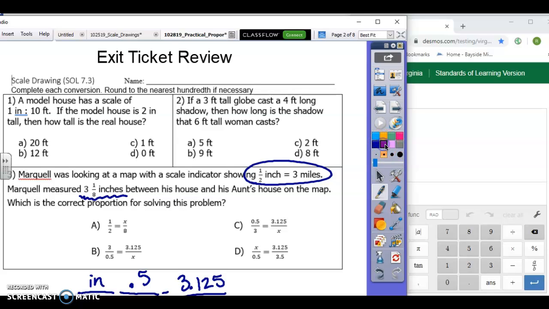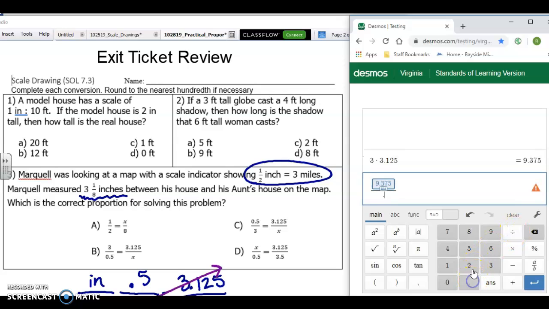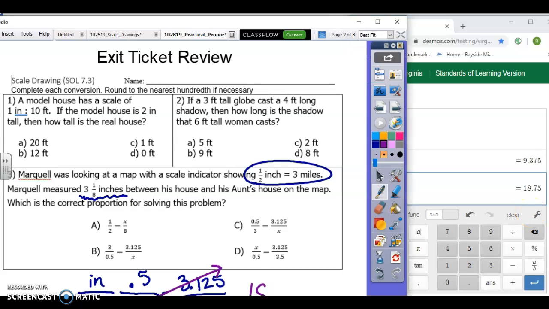So I would go ahead and actually solve this completely. So I would multiply 3 times 3.125. So I type in my calculator, 3 times 3.125, and it gives me 9.375. Then I'm going to divide by whatever's left, and the number that's left is 0.5. So divided by 0.5. And I get an answer of 18.75. So I'm looking for a proportion that'll give me an answer of 18.75.